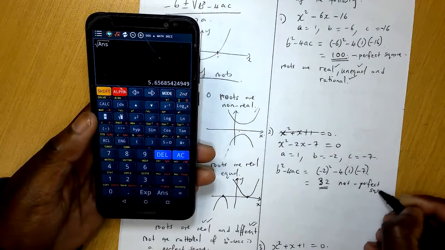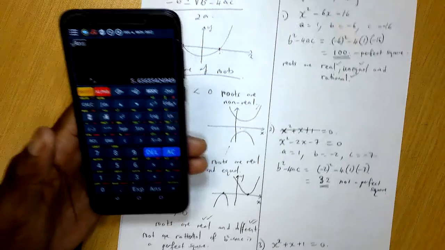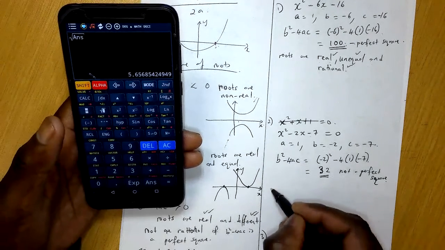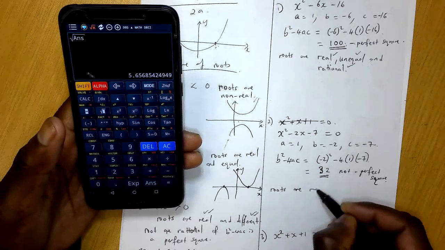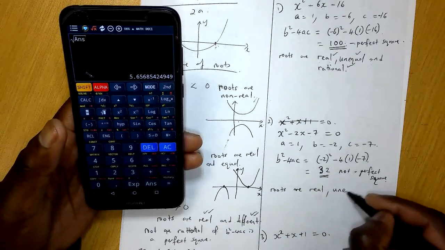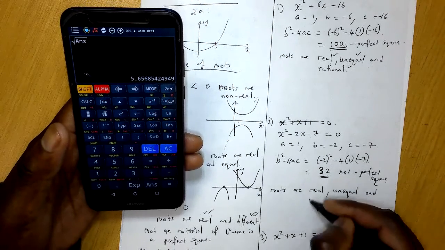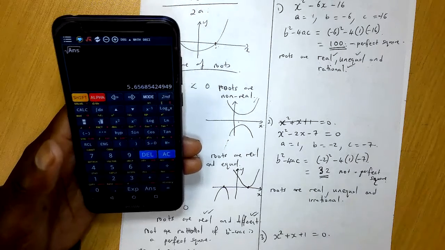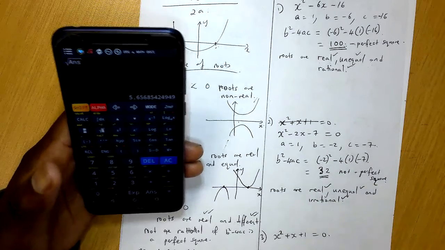Perfect square? Okay, it's not a perfect square. Now what does it mean? It means that the roots are real, unequal, and irrational. That's what we have there. So real, unequal, and irrational. That's what you must look at there.